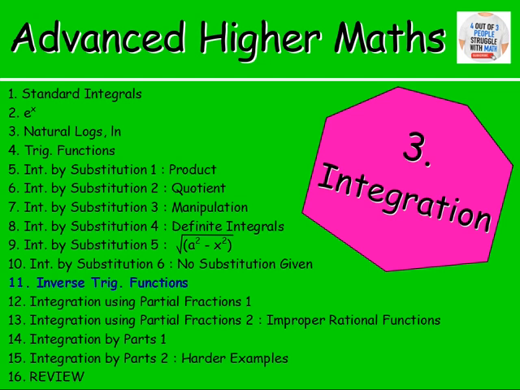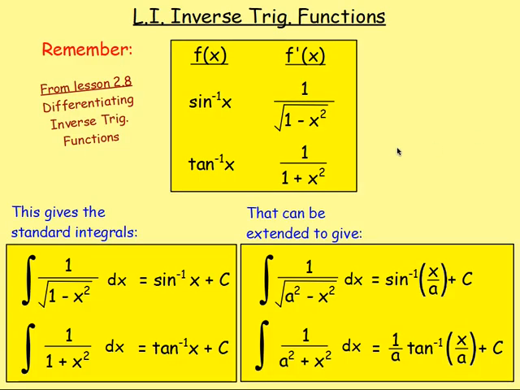After integration by substitution, we looked at inverse trig functions, and this is when we have to think back to lesson 2.8 when we were differentiating inverse trig functions. If we have sine to the minus 1 of x, we differentiate that and we get 1 over the square root of 1 minus x squared. Differentiate tan to the minus 1 of x, we get 1 over 1 plus x squared, which means if we go back the way, then if we integrate 1 over 1 plus x squared, we'll get tan to the minus 1. If we integrate this, we'll get sine to the minus 1.